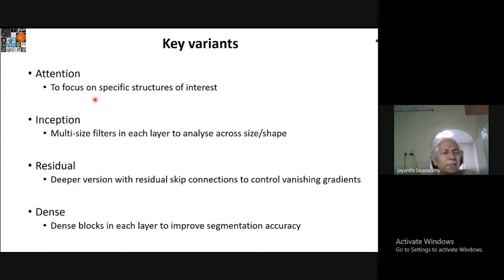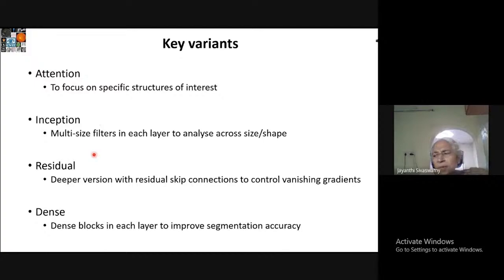That is the attention variant. There's a second variant called the inception variant of UNet. So this is an attention UNet, this is an inception UNet. In inception UNet, they take into account that your image could have structures of multiple sizes and shapes. So to make it work well, you want multiple size filters if it is a convolutional network, because it is a CNN after all. So you want not fixed size filters, but multiple size filters in each layer. And so that is the inception UNet.